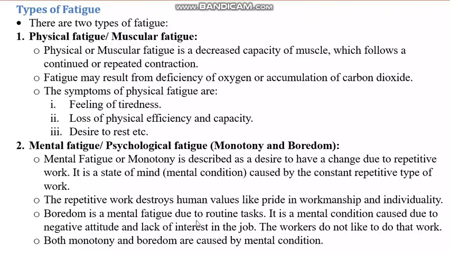Boredom is a mental fatigue due to routine tasks. It is a mental condition caused due to negative attitude and lack of interest in the job. The workers do not like to do that work. At that time, they get bored. Now, when you are talking about mental fatigue, we are talking about two things. One is monotony. The second is boredom.